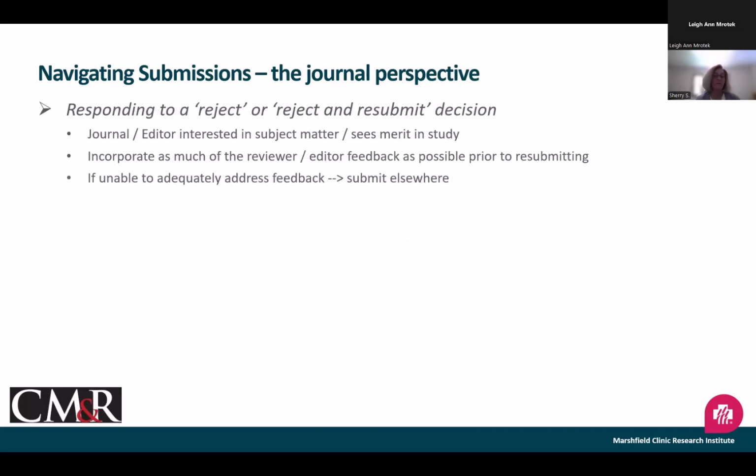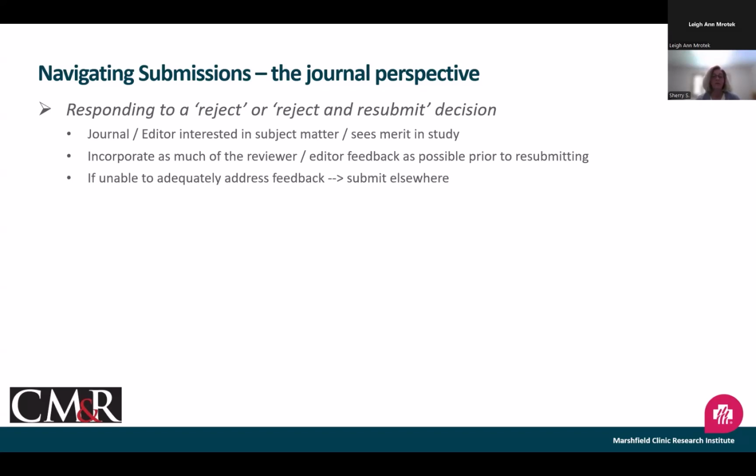Another question that was brought up specifically dealt with reject and resubmit decisions. Kind of what does that mean and what do I do about it? So what it means, I can speak again from the journal perspective and the editor's perspective as well. The editors and the reviewers see value in your work, in the study that you've done, and they're interested in the subject matter. However, there's probably some major issue with the manuscript, a problem, a flaw, something they don't feel you can address appropriately or fully within a standard revision.